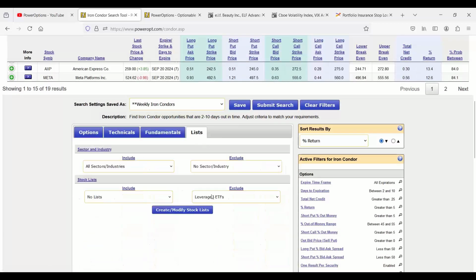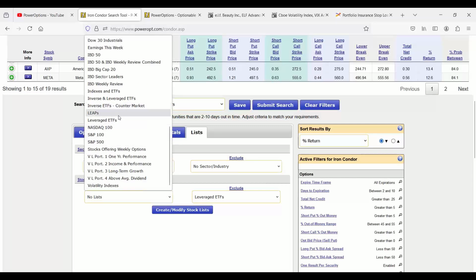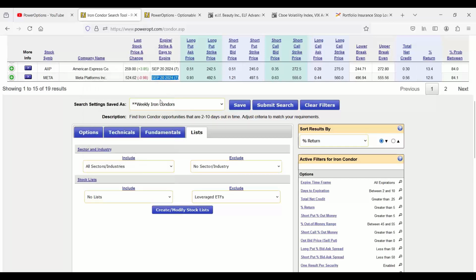And of course, lists, we're excluding leveraged ETFs, which are more volatile, for this basic Iron Condor screen, for the weekly Iron Condors. But of course, you can select from our company list. You just want to screen against S&P 500 stocks, NASDAQ stocks, for example. You have that ability. NASDAQ 100, S&P 100 stocks, stocks just offering weekly options. Well, they're going to appear in this. So everything's going to appear in this search here because next week's our standard expiration. So everything technically has a weekly option next week.